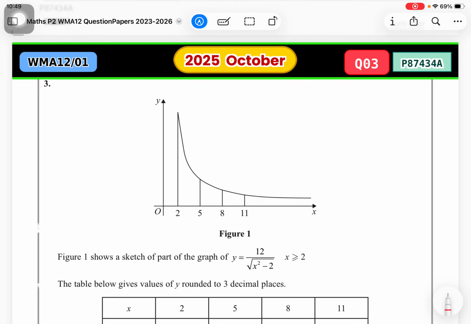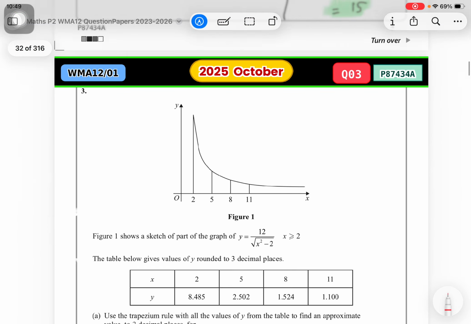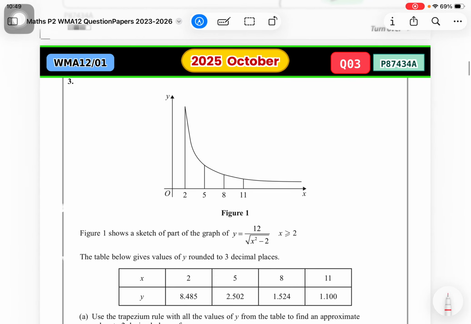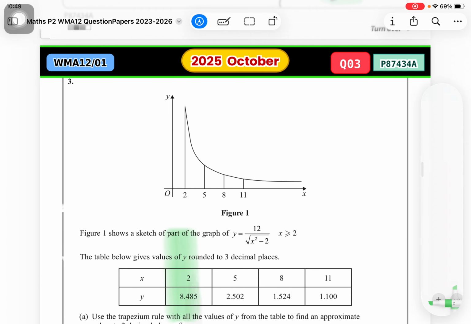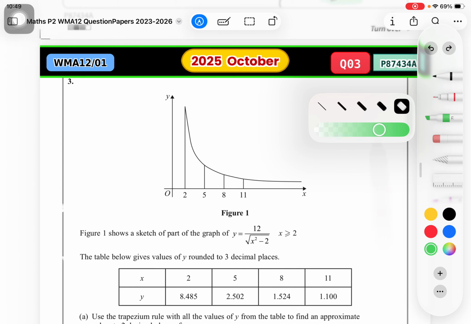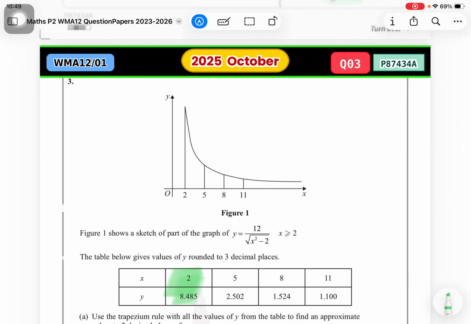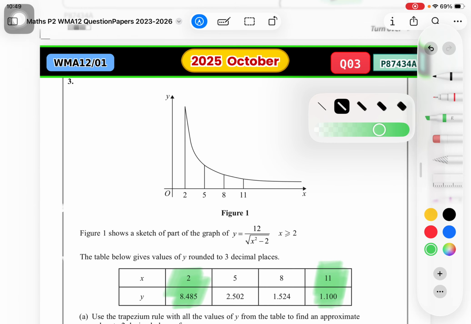Now let's start with question number 3. In question number 3, it says to go with the trapezium rule. We can see this is going to be our y0 value, and this is going to be our y last value. So we have these two pieces of information, and the other values are in the middle.